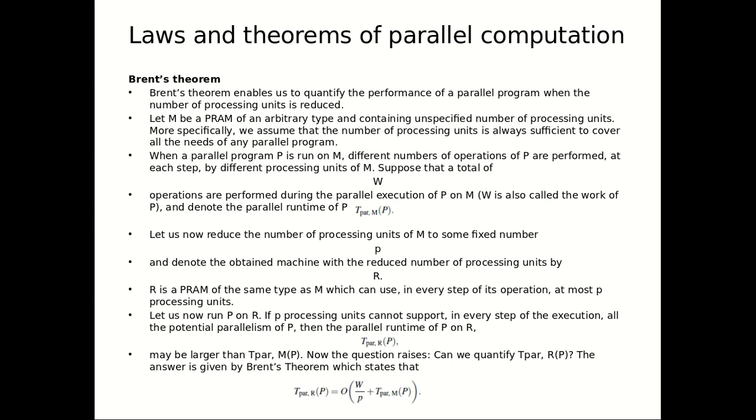The answer is given by Brent's theorem, which states that T parallel R of P is equal to big O of W upon p plus T parallel M of P. So whatever the work is, that divided by the number of processing units, plus the time which was taken by the PRAM with an unspecified number of processing units. So this is how we calculate T parallel R.